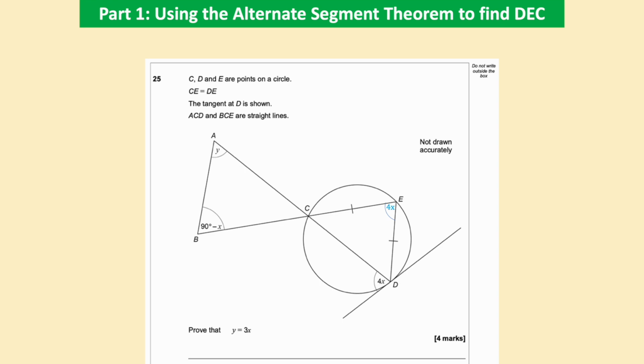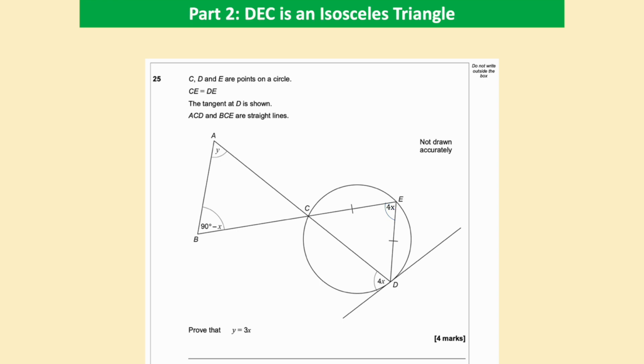Now the next step is identifying that DEC is an isosceles triangle. From this information, we're then able to work out what the angle ECD is, and so we know that ECD and EDC are the same, and so that will be equal to the total angle of the triangle, which is 180 degrees, take away the angle we know, which is 4x. So basically, ECD is 90 take 2x.